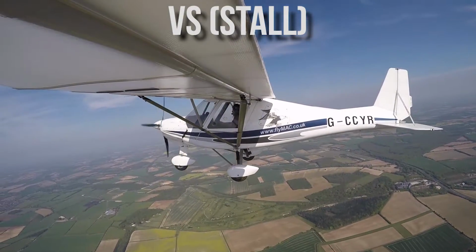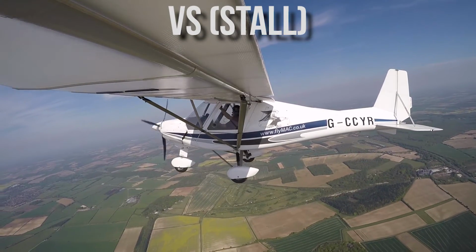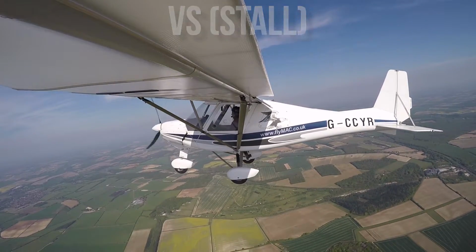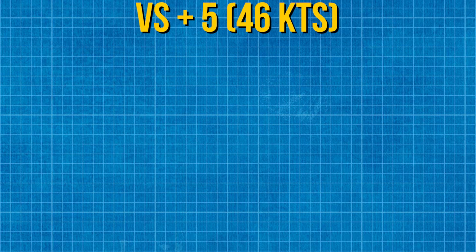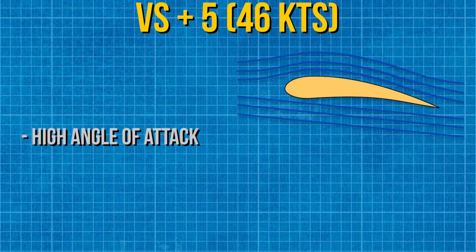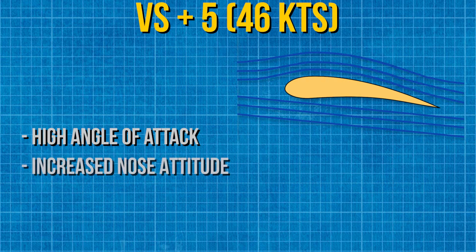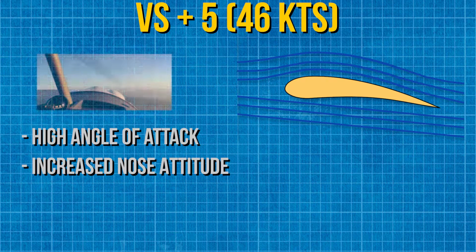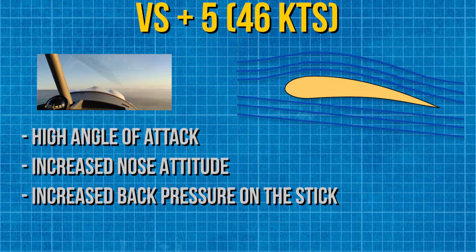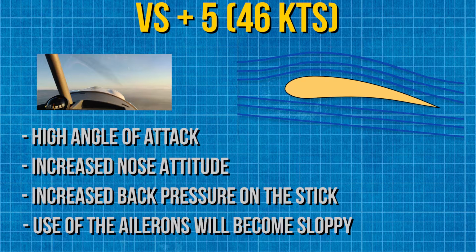Let's look at the indications of slow flight, or in this case VS plus 5 knots above the stall. As we have already discussed, you will have an increased angle of attack, therefore your nose attitude will be high. A reason for this is due to a large amount of back pressure on the stick. When you are flying at very slow speeds, such as VS plus 5, our control surfaces will become much less responsive and will start to become very sloppy.